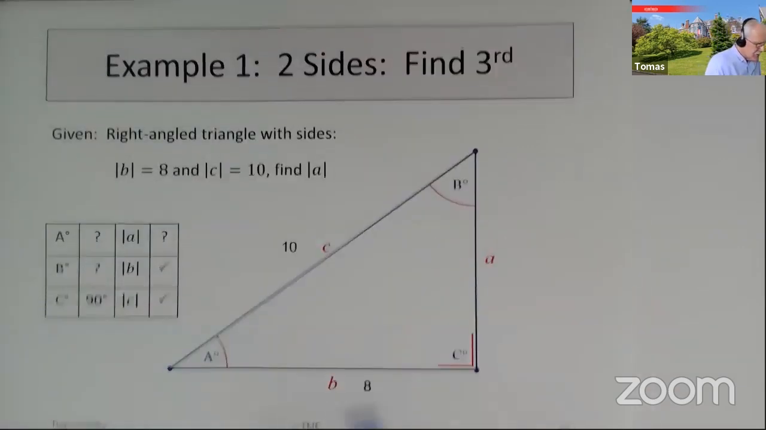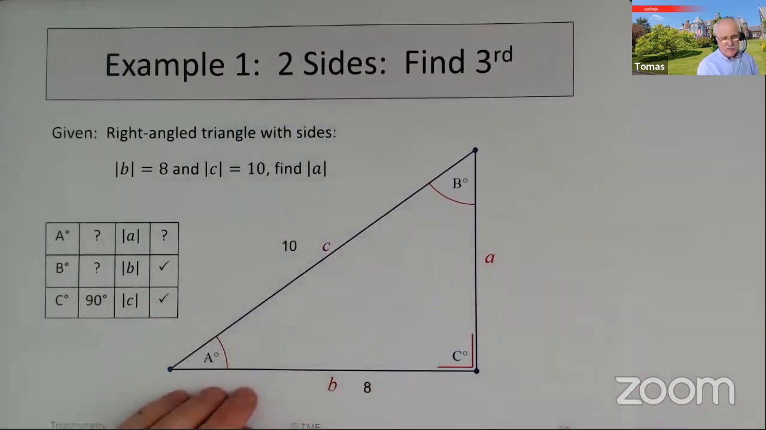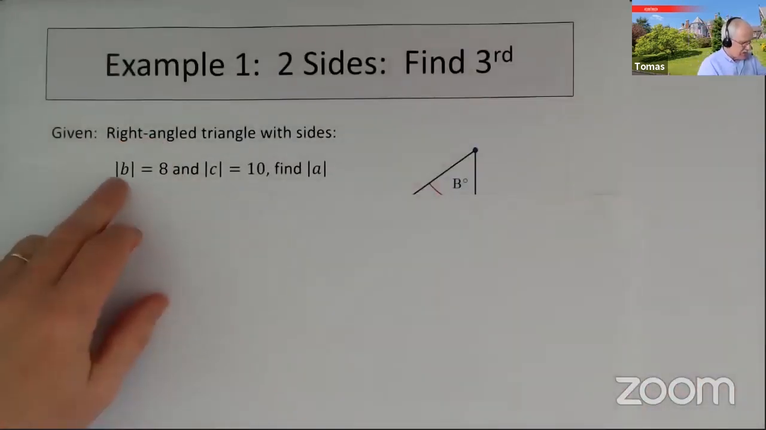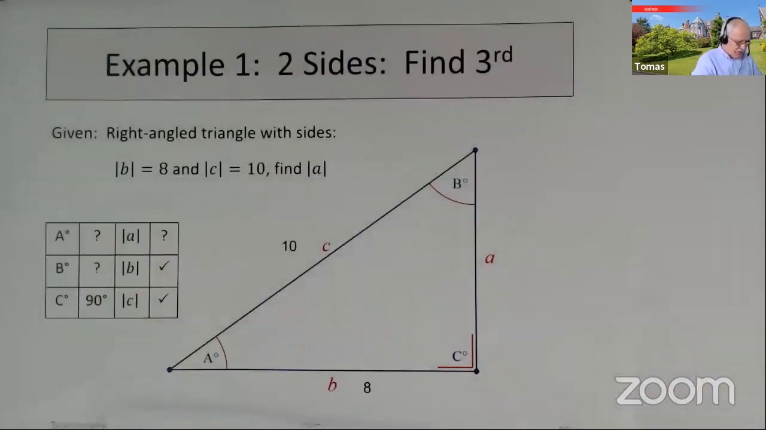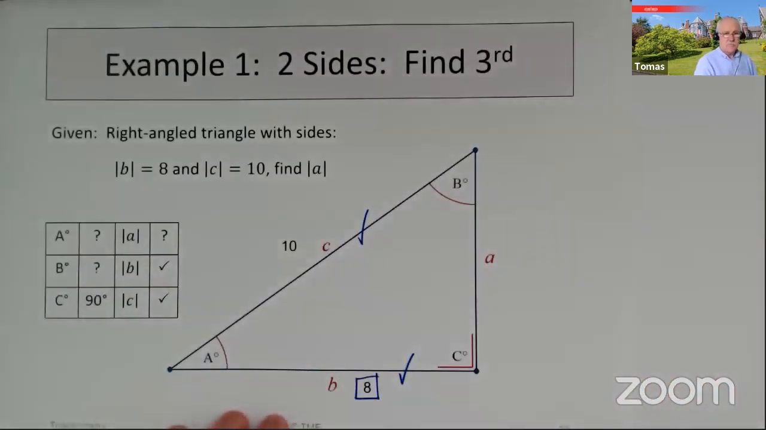So we're going to start. And the first one is an example with two sides. And I might give you a minute on this just to give you a trial on this. But basically, imagine a right angle triangle with the following sides. You've got B is 8. So this side is known. C is 10. This side is known.